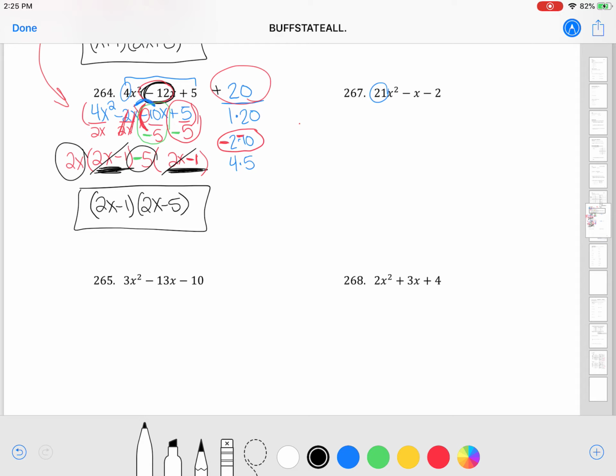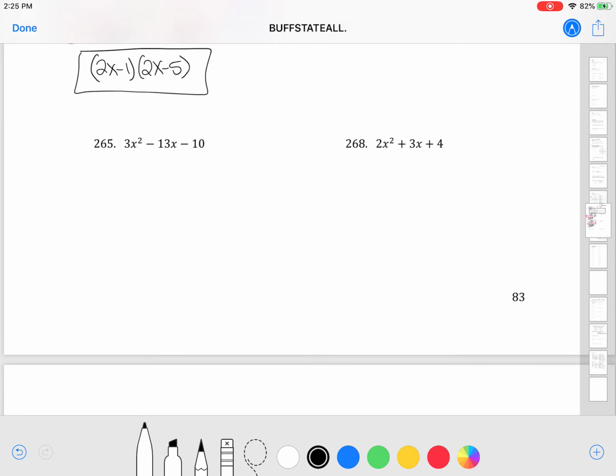So hopefully you're really getting the hang of grouping right now. It's those first couple of steps that's new for this method of AC trinomial.